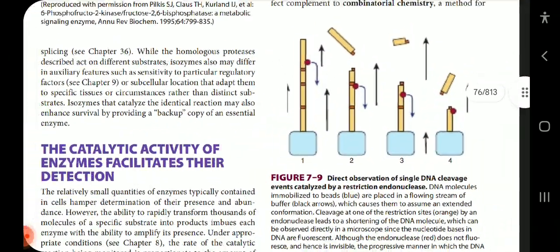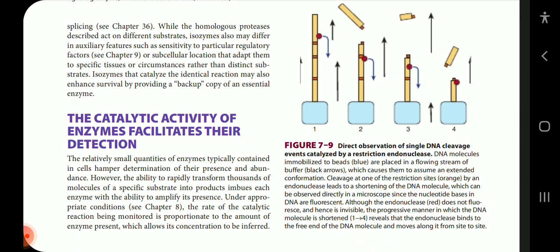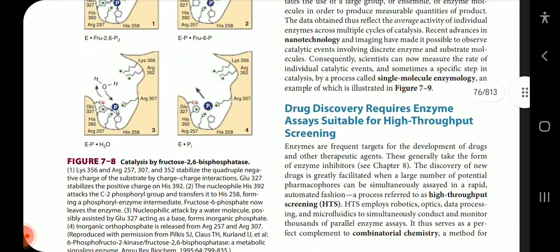So in this figure, we can see the direct observation of single DNA cleavage events catalyzed by a restriction endonuclease. DNA molecules immobilized to beads (blue) are placed in a flowing stream of buffer (black arrows), which causes them to assume an extended conformation. Cleavage at one of the restriction sites (orange) by an endonuclease leads to the shortening of the DNA molecule, which can be observed directly in a microscope since the nucleotide bases in DNA are fluorescent. Although the endonuclease (red) does not fluoresce and hence is invisible, the progressive manner in which the DNA molecule is shortened, 1 to 4, reveals that the endonuclease binds to the free end of the DNA molecule and moves along it from site to site.